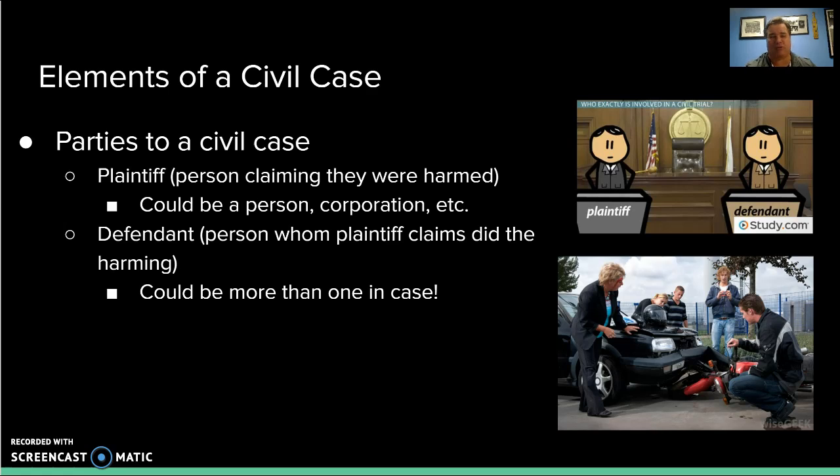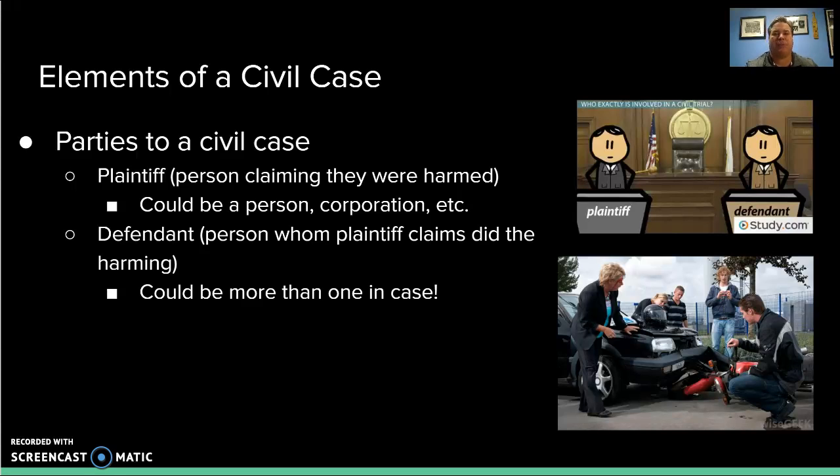We start with the plaintiff, the person who is claiming they were harmed or injured or wronged. They're called the plaintiff. This could be an individual, a person, or it could be a corporation. It could be virtually any person, whether it's a juridical person, a corporation, an association, any kind of entity that is claiming to be harmed. They are claiming that somebody harmed them, a defendant, somebody who's defending themselves against these charges. That also could be a person, a corporation, whatever.